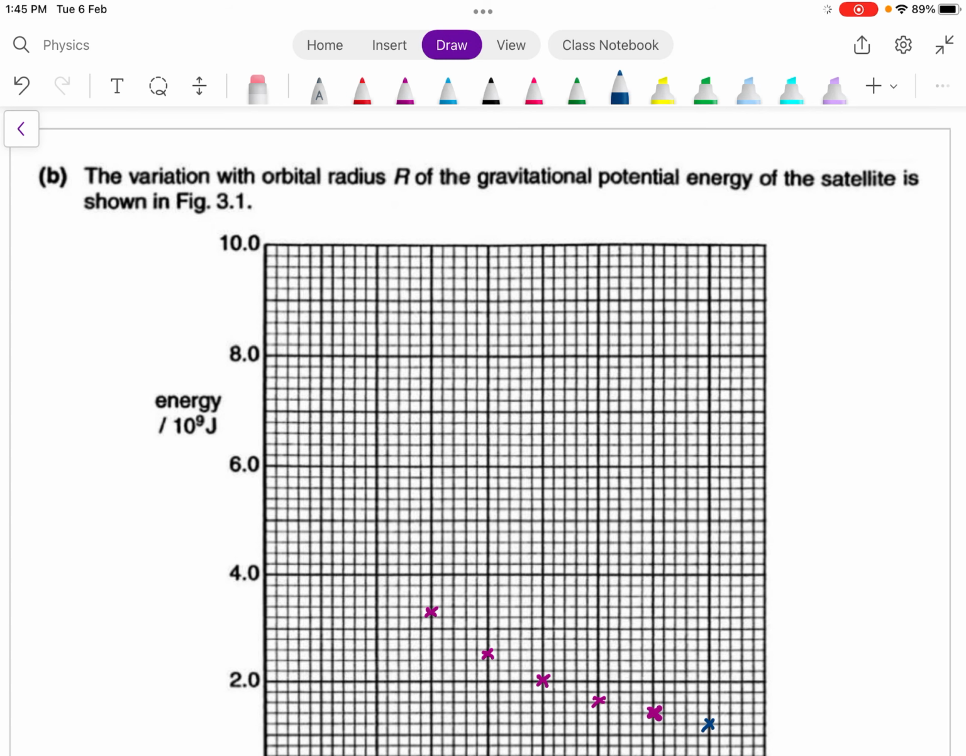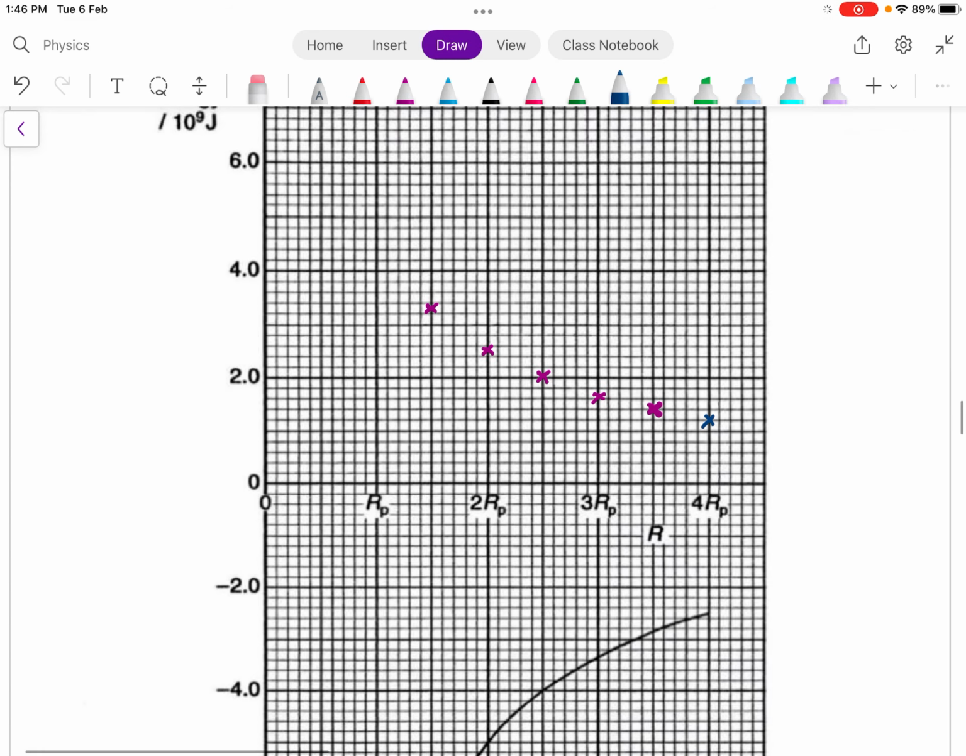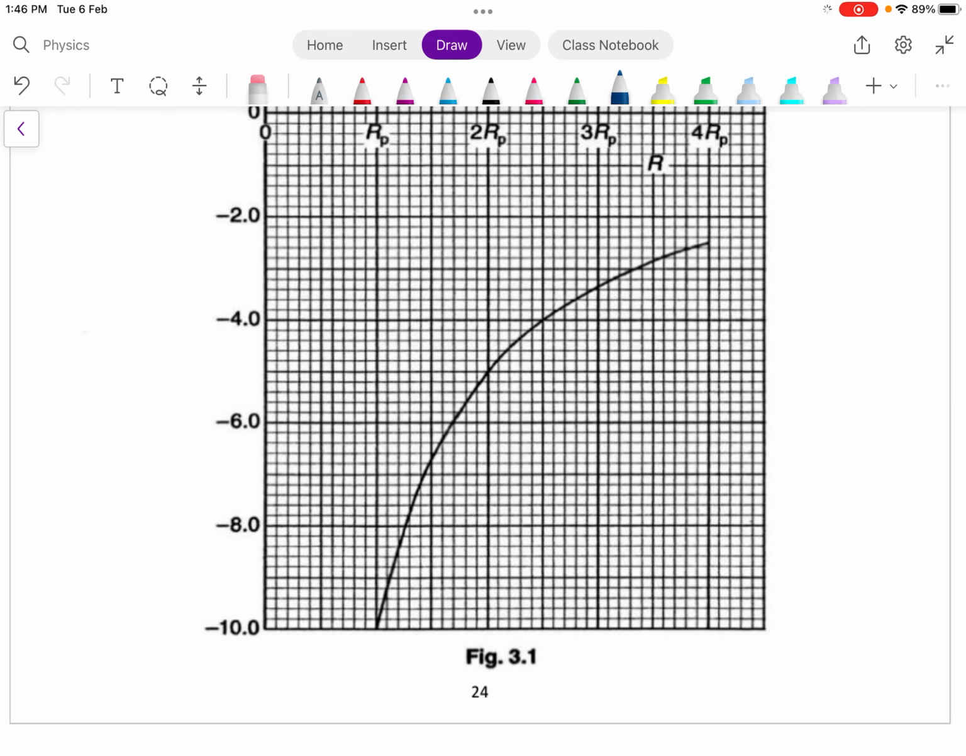Okay, so next I go to this part B. We are given the energy radius diagram. So this one is the GPE. GPE is actually plotted for us, so this will be the GPE.